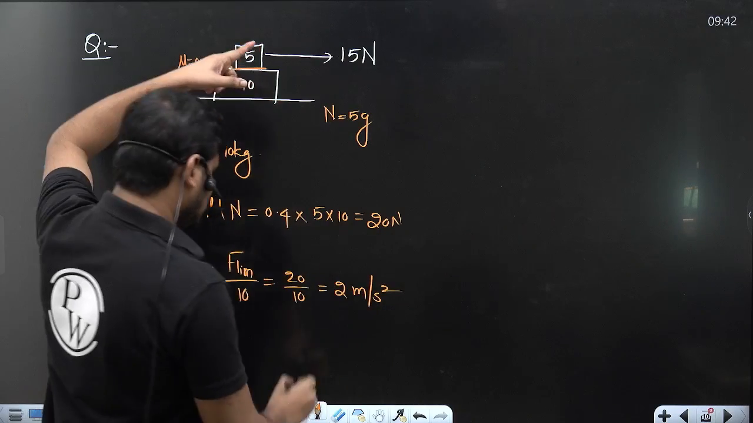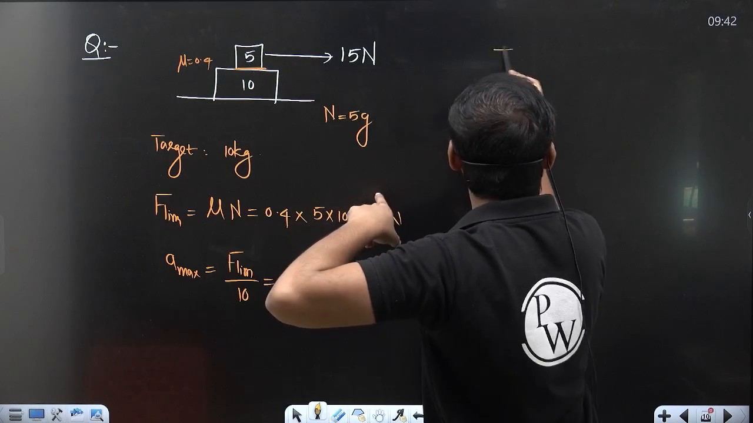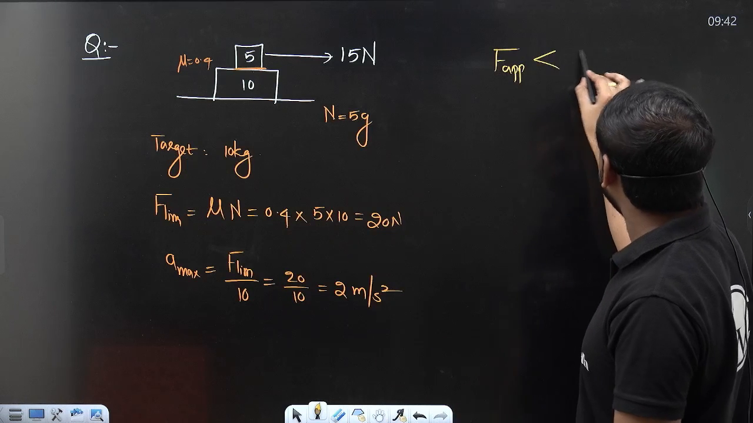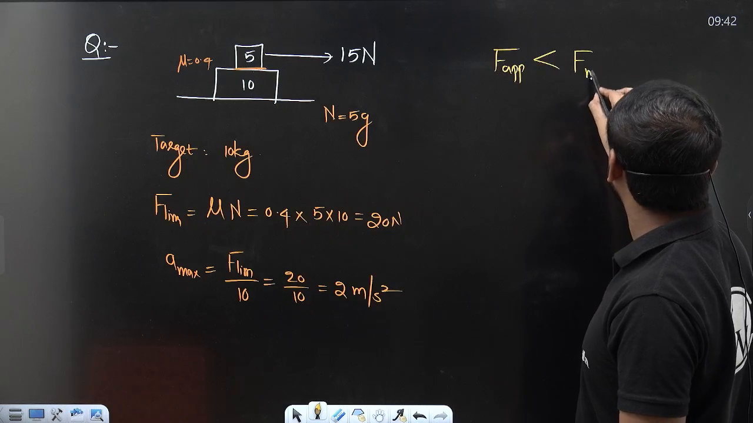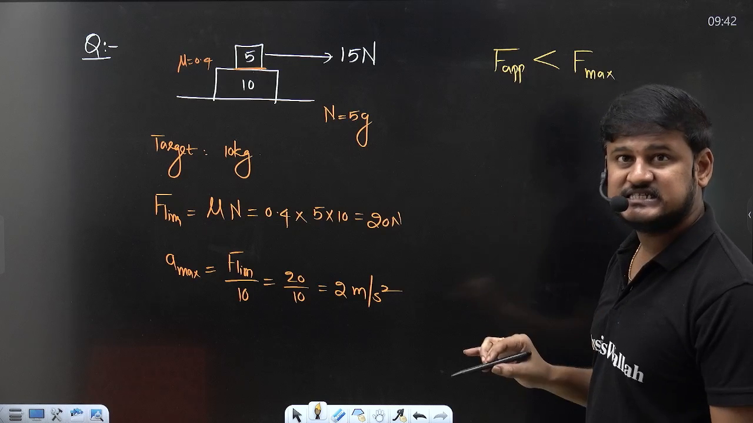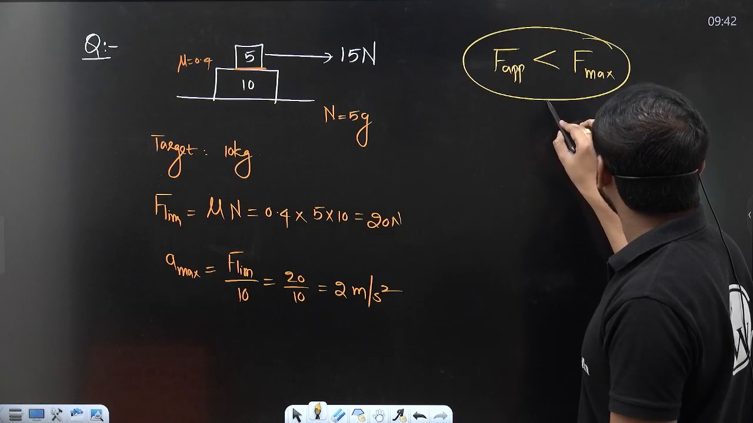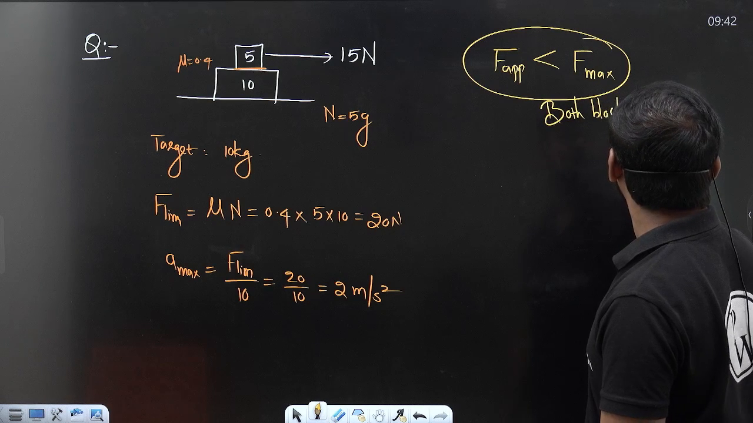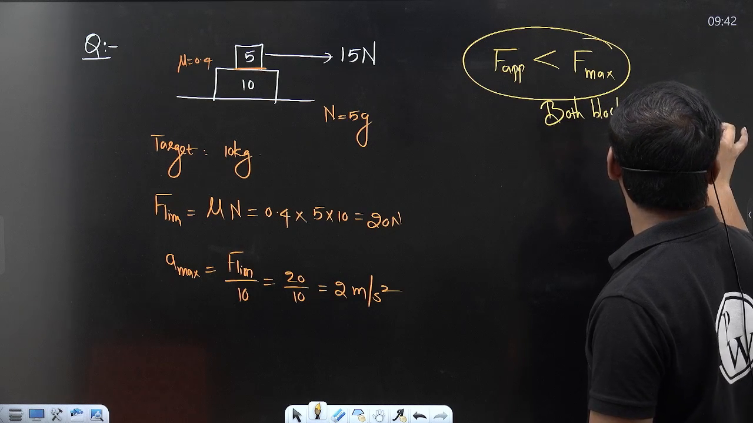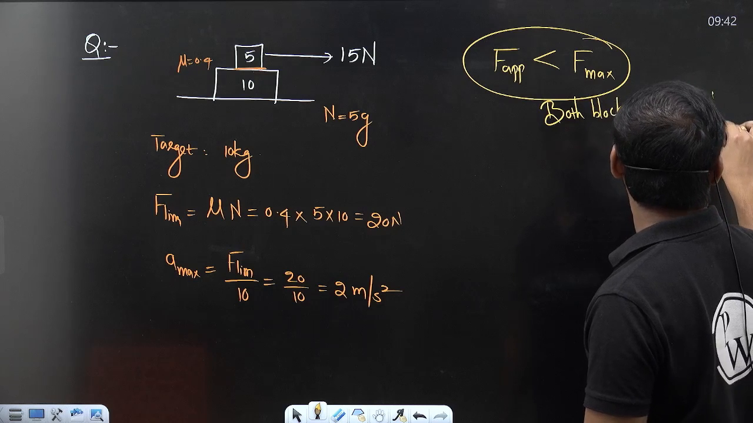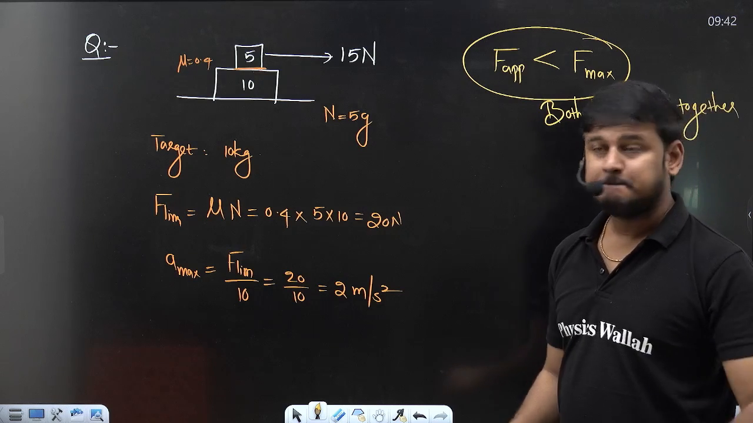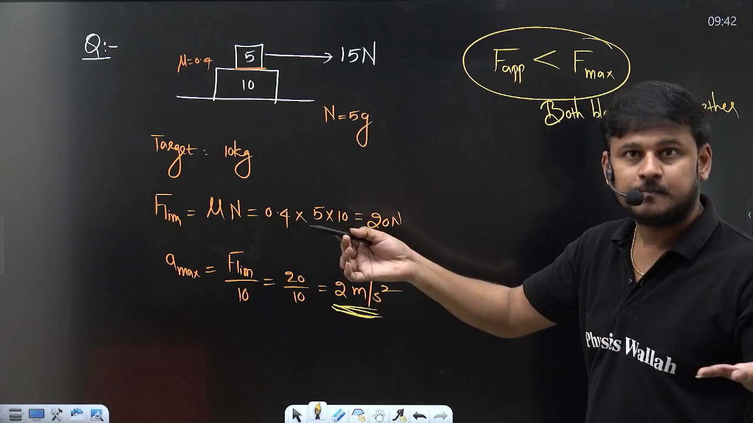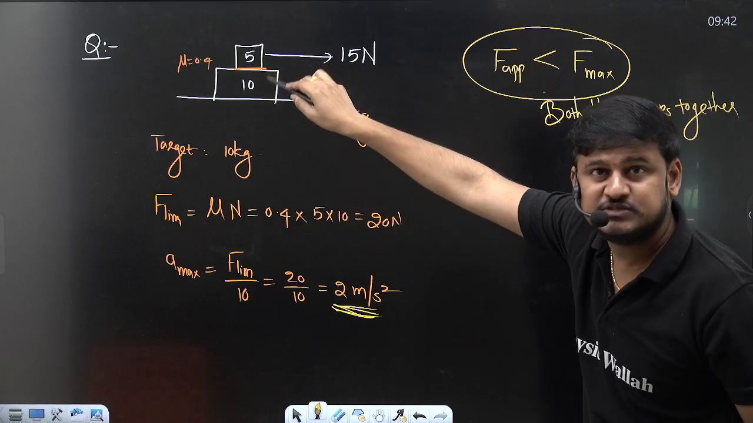But here what is the case? The applied force here, the F applied is 15 newtons, which is less than the F max. F applied is less than F max. So in this particular case, both blocks move together. This concept is clear. Both the blocks will move together, right? But not with the 2 m/s². This is the maximum acceleration, but this is not the acceleration of each block.